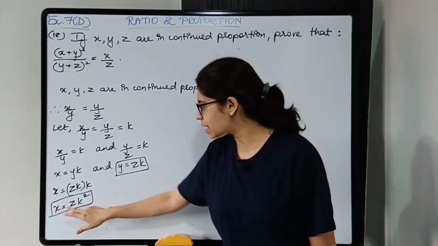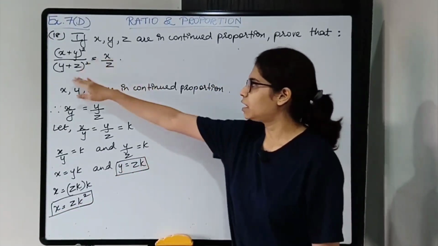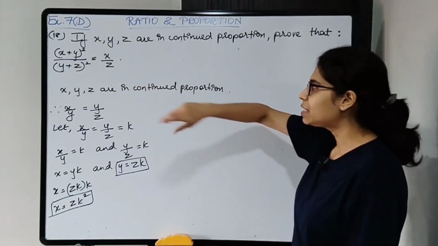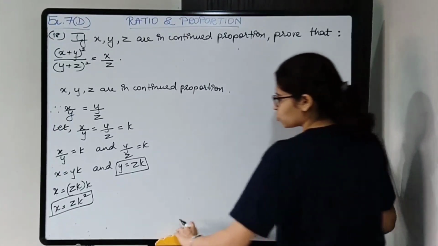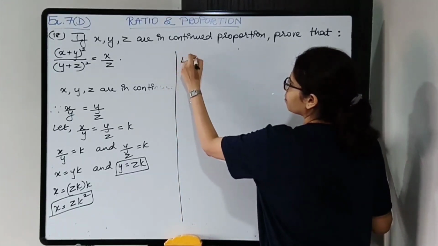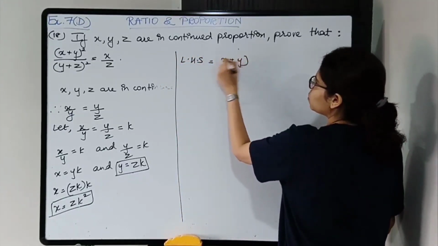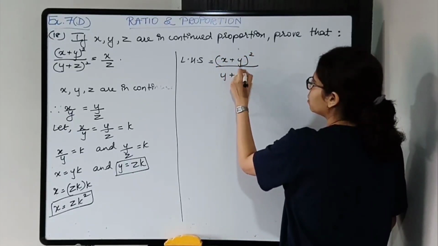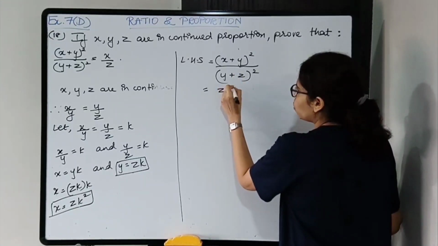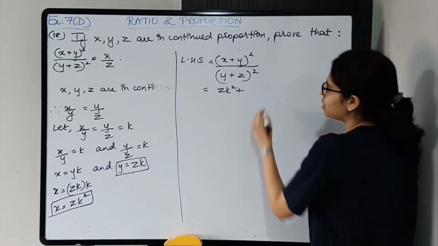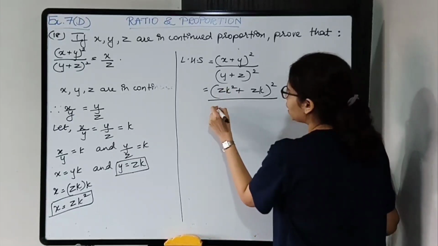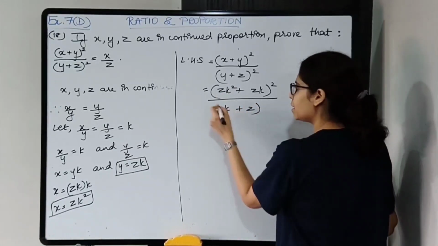Now we'll substitute x as zk square and y as zk in LHS. LHS is little complicated, so this we'll consider, not RHS. ठीक है? Let's see if we are directly getting the RHS. So starting with the LHS, x plus y the whole square upon y plus z the whole square. So x is what? zk square and y is zk, the whole square, upon y is again zk and z is z only.